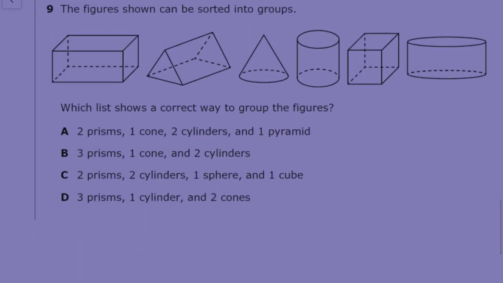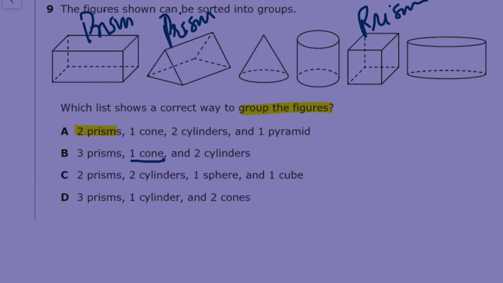Here we have question number 9, and this is asking which list shows the correct way of grouping these figures. It says two prisms. So this is a prism, this is a prism, and we can call the cube also a prism. It says one cone, so there is one cone. It talks about two cylinders, so we got two cylinders.